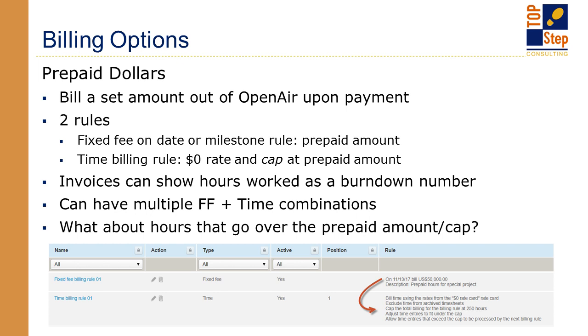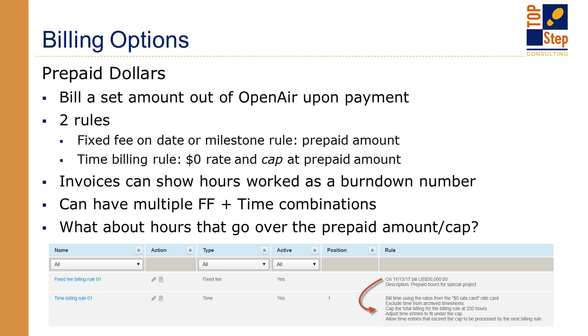It's a $0 rule. So you would set up a rate card where every job code is associated with a $0 amount. And then what you could configure your invoice to show, for example, is the user's hours, and it's got a rate of $0 because they've already been paid based on that information. So you can have multiple fixed fee and time combinations on a billing rule setup there.